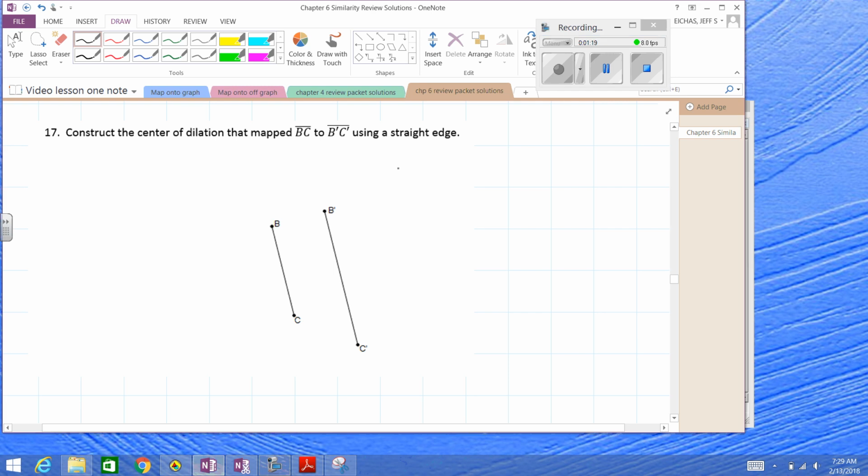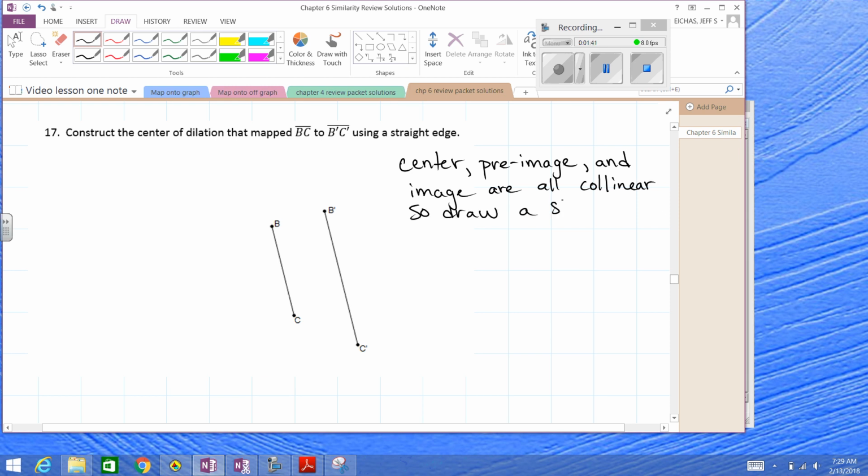So again, the concepts here are the center, pre-image, and image are all collinear. So draw a straight path using the straight edge. Don't do it freehand. They're going to be able to tell when they score it.